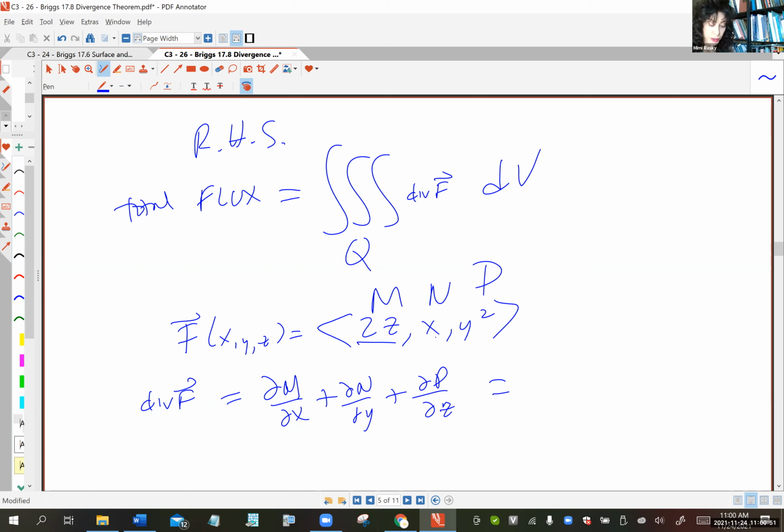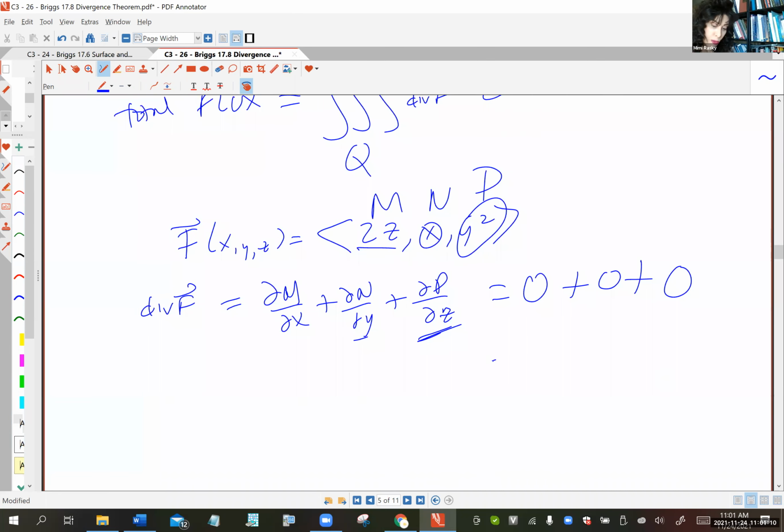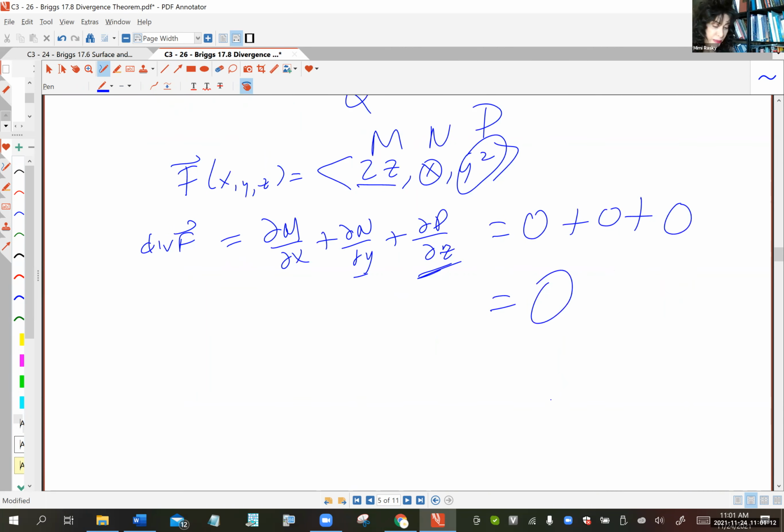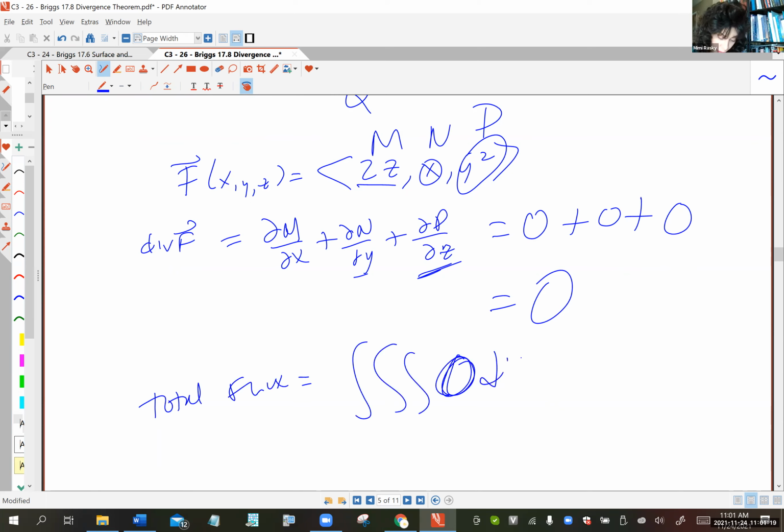Well, the partial of 2z with respect to x is 0. Okay, great. Partial of n with respect to y. Well, when I differentiate x with respect to y, I get a big old 0. And then finally, dp dz, if you take the partial of y squared with respect to z, I don't know about you, but I get 0. Oh, big old 0. So what does that mean? That means my total flux is calculated by taking a triple integral of 0 over my solid, which gives me a big old 0, and that is the final answer.